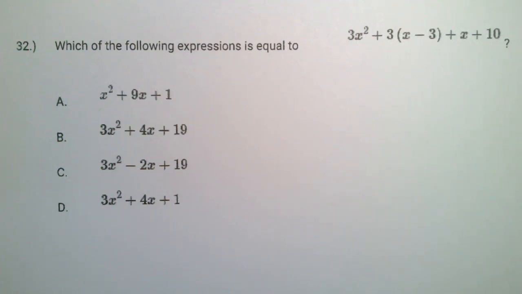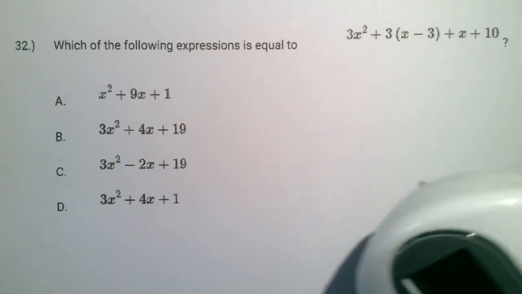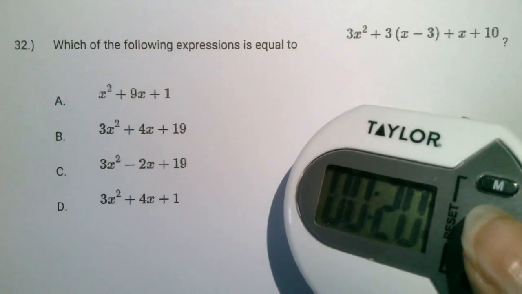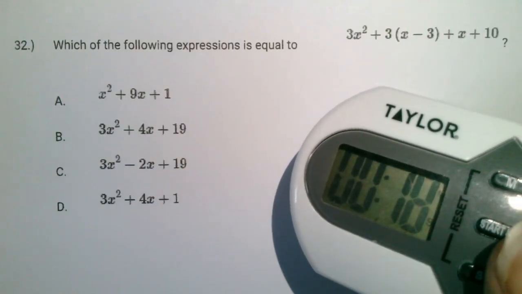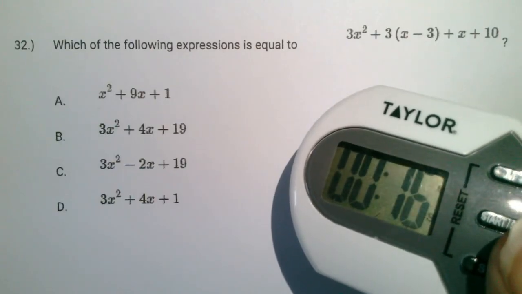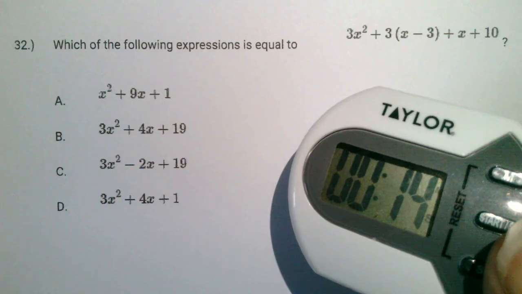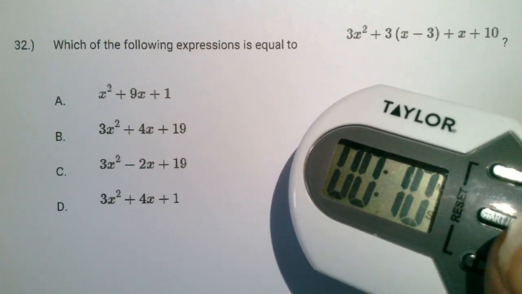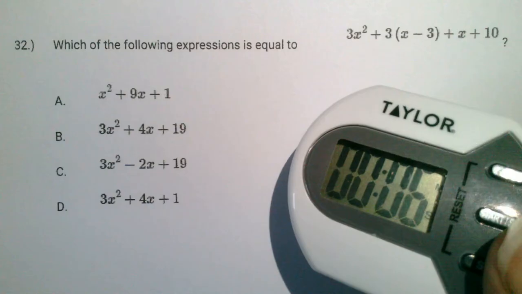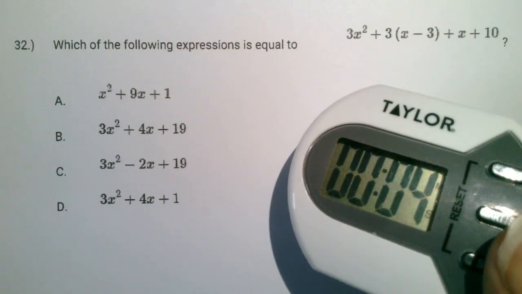I just want to know, can you solve this particular question in 20 seconds? Which of the following expressions is equal to 3x squared plus 3 times the difference of x and 3 plus x plus 10? Is it A, is it B, is it C, or is it D?